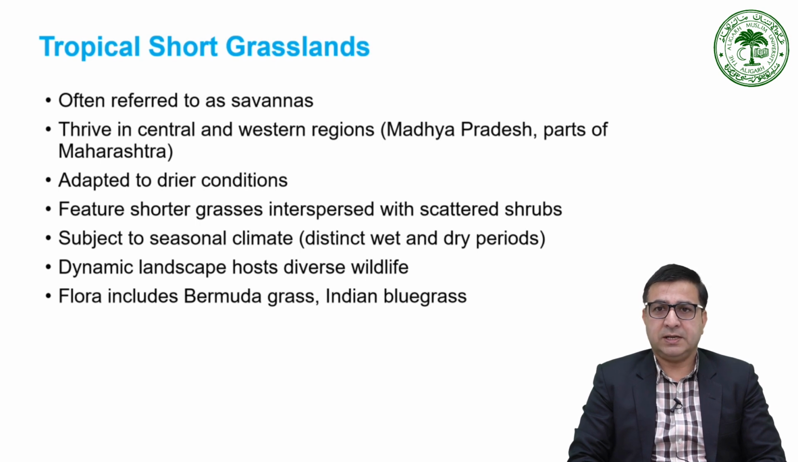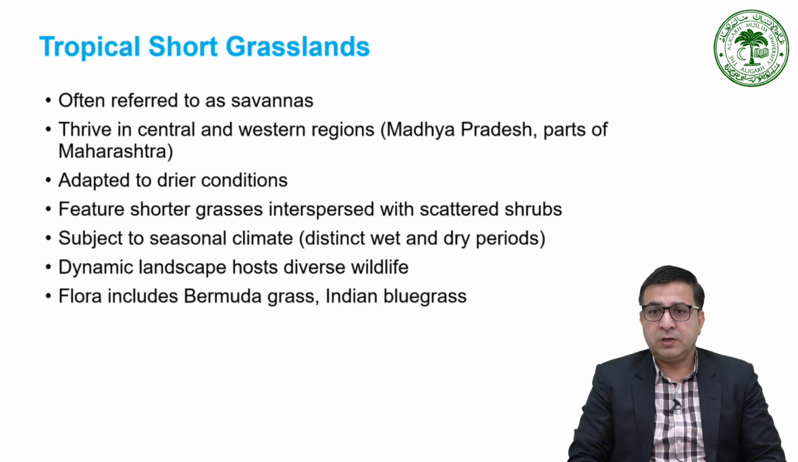Another is tropical short grasslands. These grasslands, often referred to as savannas, thrive in the central and western regions of India, such as Madhya Pradesh and parts of Maharashtra. Adapted to drier conditions, these grasslands feature shorter grasses, interspersed with scattered shrubs. Subject to a seasonal climate with distinct wet and dry periods, savannas display a dynamic landscape, hosting a diverse range of wildlife.